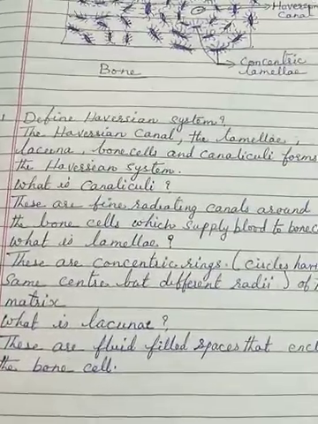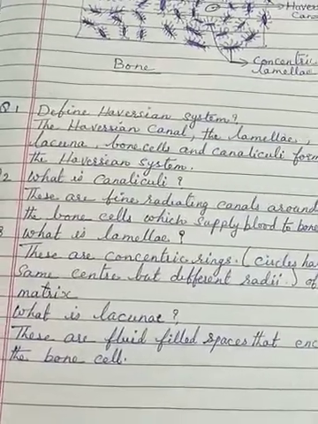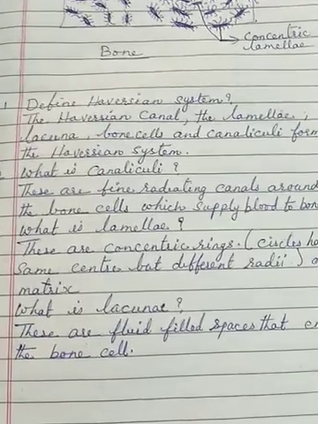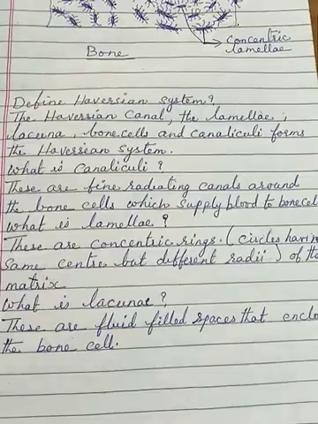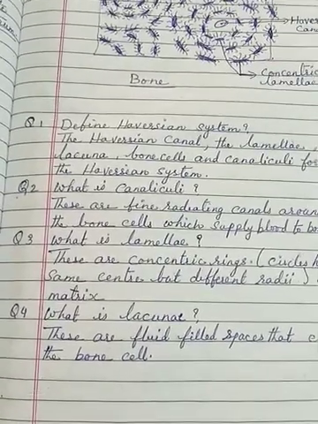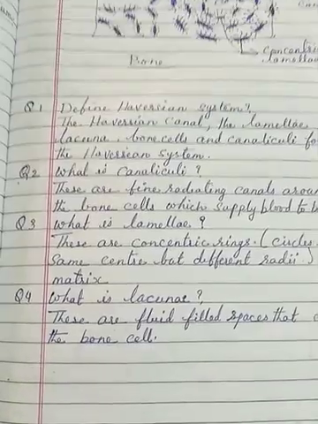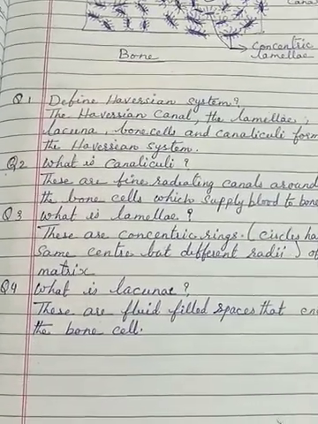Define the Haversian system. What is a Haversian system? The Haversian canal, the lamellae, lacunae, bone cells, and canaliculi form the Haversian system. All these lamellae, bone cells, canaliculi, together they form a Haversian system.